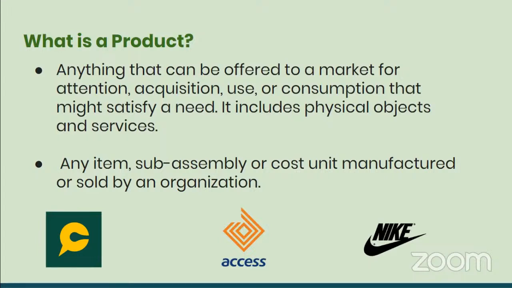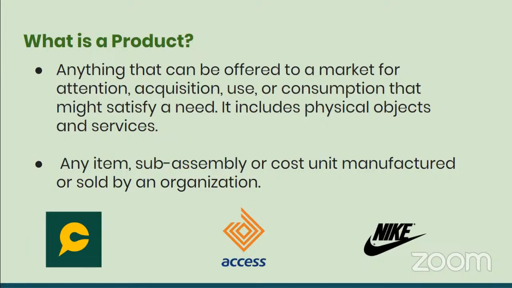All right, thank you. And we said any item or sub-assembly or cost unit manufactured or sold by an organization can also be called a product. So I have an example here. I guess most of us have seen this Chowdeck logo here. And currently I think they are running some, what's it called, promo. Some people will call it a referral package with Chicken Republic and a whole lot of other products. But this is just an example of what a product is.